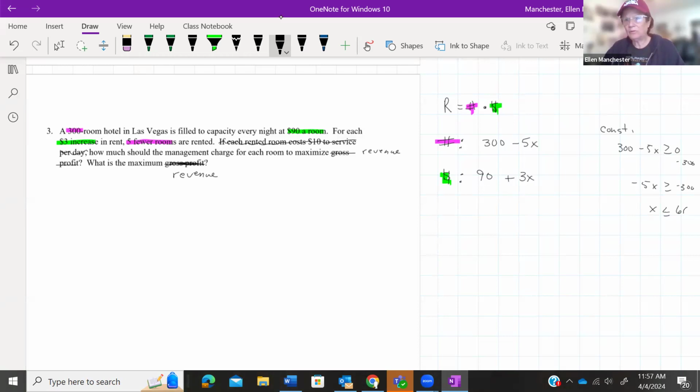Okay, so this means we can only have 60 changes, 60 increases in cost. And if you notice, if I plug 60 in right here, -5 times 60 is -300. So 300 minus 300, if I increase the price 60 times, I'm going to have 0 rooms rented.